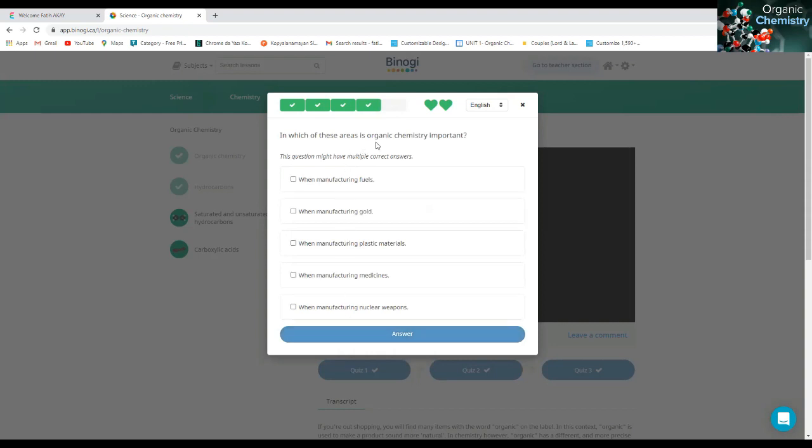In which of these areas is organic chemistry important? When manufacturing plastic materials, medicines, weapons, no, or gold, no, and fuels.